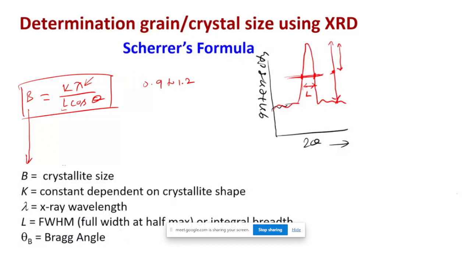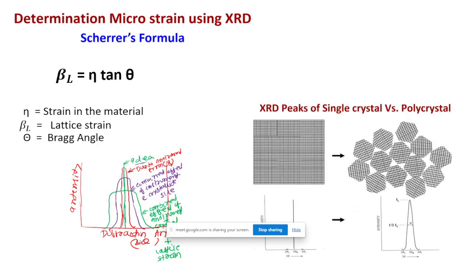Next, to determine the grain or crystalline size using XRD, we use the Scherrer's formula. I think you would have already come across this Scherrer's formula. Just I have a doubt: do you want me to discuss the derivation, or can we directly go for the problems? We can go for the direct problems, because the derivation is not that useful.